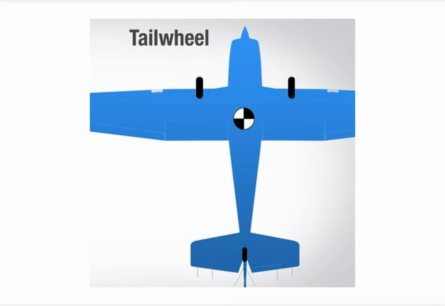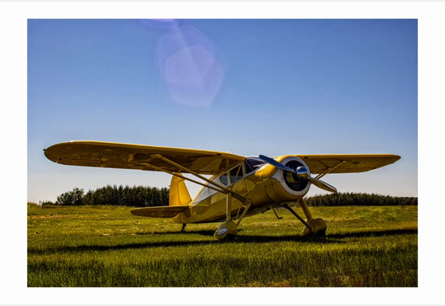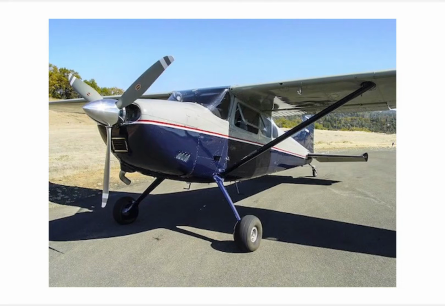Taildragger landing gear. Taildragger landing gear, also known as conventional landing gear, places two main wheels at the front of the aircraft's center of gravity and a smaller wheel or skid at the tail. This design was widely used on early airplanes during the first half of the 20th century. Taildraggers are well suited for rough or unpaved runways and are still popular with bush pilots and vintage aircraft. However, they require more skill to handle on the ground because the aircraft can be less stable while taxiing.